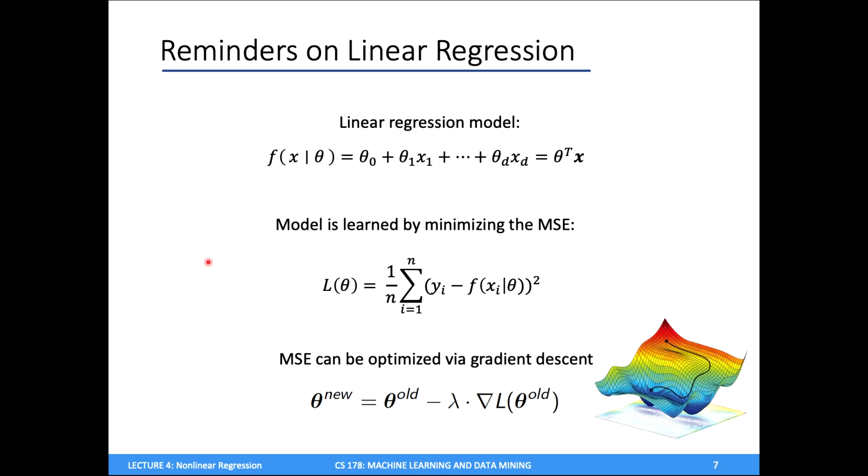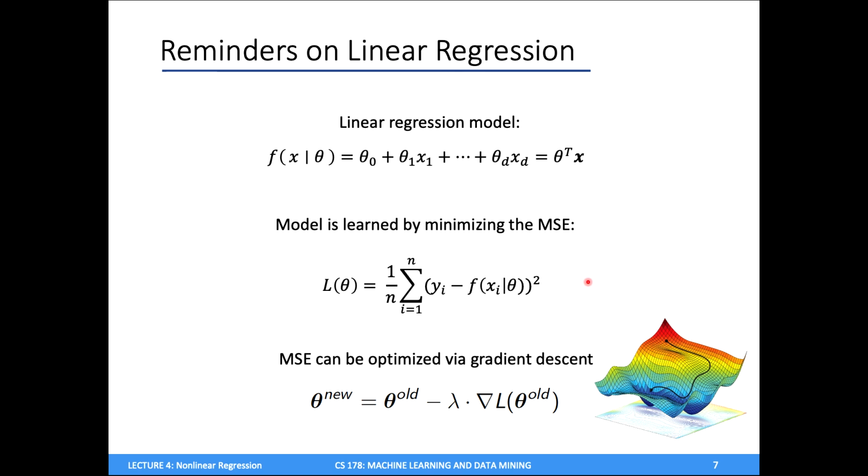We can actually optimize this MSE loss function, i.e. finding the parameters of our linear regression model that minimize this error, using this algorithm called gradient descent. So here's that update equation for the gradient descent algorithm, where our new parameter vectors after a single iteration are obtained by looking at our previous parameter vectors, theta old, taking a step in the direction of the negative gradient, so kind of rolling our ball downhill, and we take a step of size lambda.